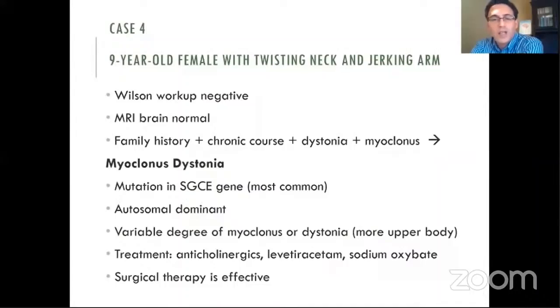and lesional causes. And given a family history, chronic course, and dystonia and myoclonus together, the concern was raised for myoclonus dystonia and was confirmed by finding a mutation in the alpha-sarcoglycan gene. This is the most common cause of myoclonus dystonia, which can also be caused by a couple of less common genetic etiologies. Often it is an autosomal dominant process, and there can be variable degrees of myoclonus or dystonia in different family members. An important feature of this form of primary genetic dystonia is that it's more common in the upper body and can be treated with a number of agents such as anticholinergics, levetiracetam, or sodium oxybate, although often medications have some limited benefit. It's also responsive to surgical therapy.